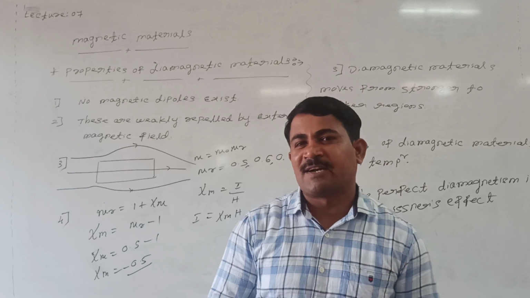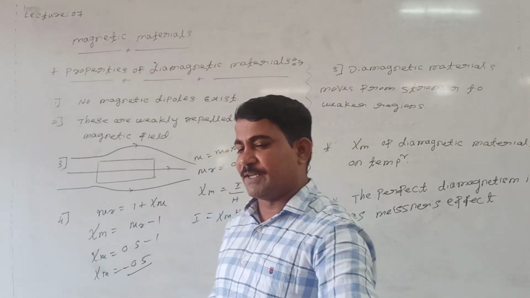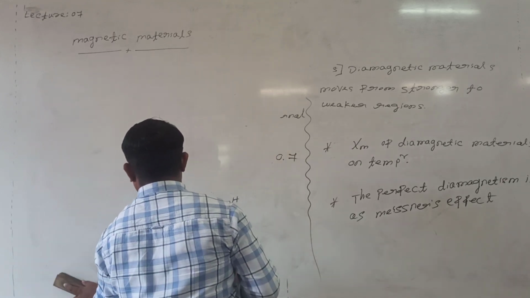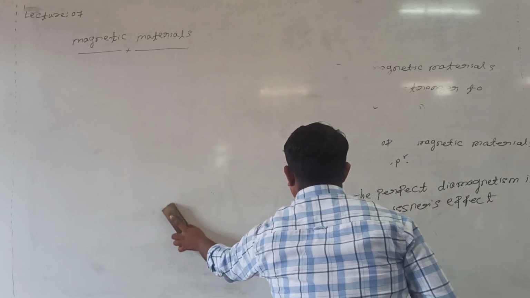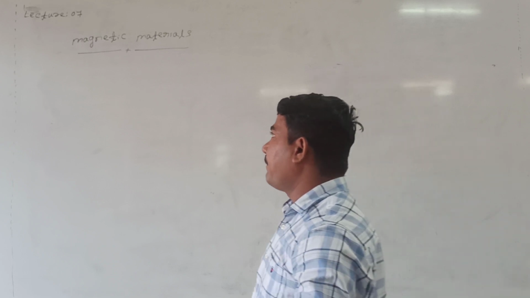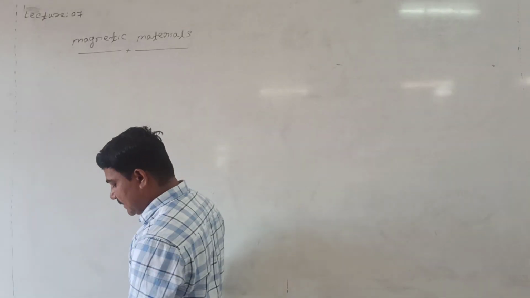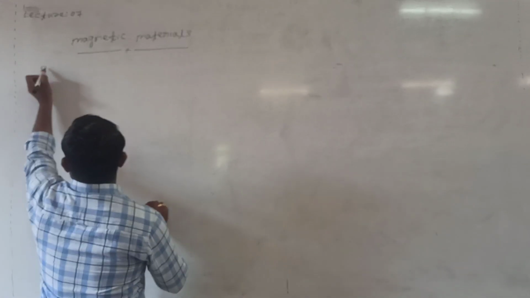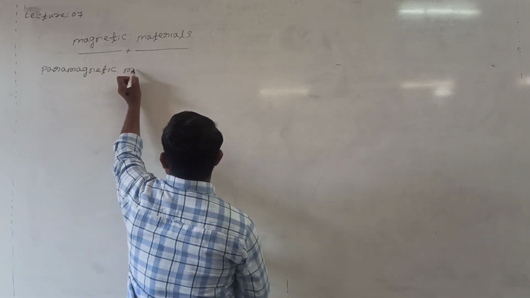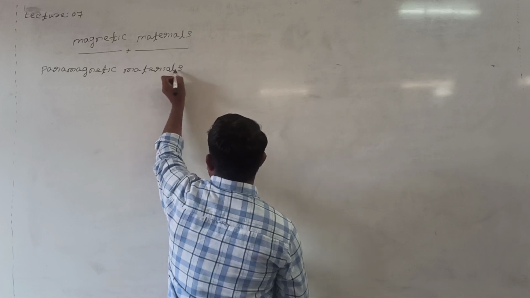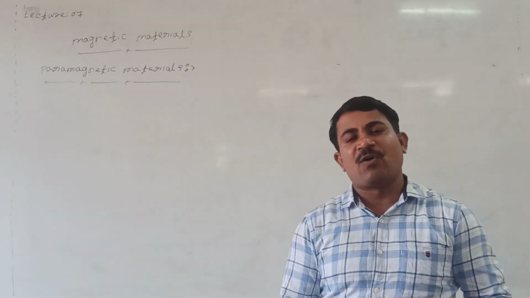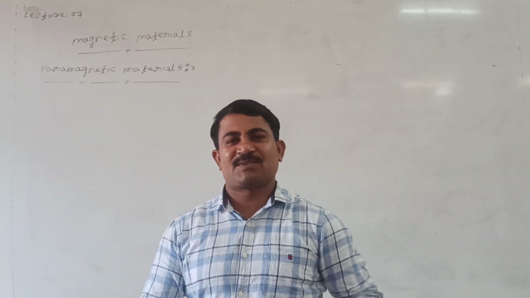Now let us see what is meant by paramagnetic materials and how the paramagnetic phenomenon can exist. See here. Next one is paramagnetic materials. Let us first see how paramagnetism exists and what the properties of paramagnetic materials are, students.